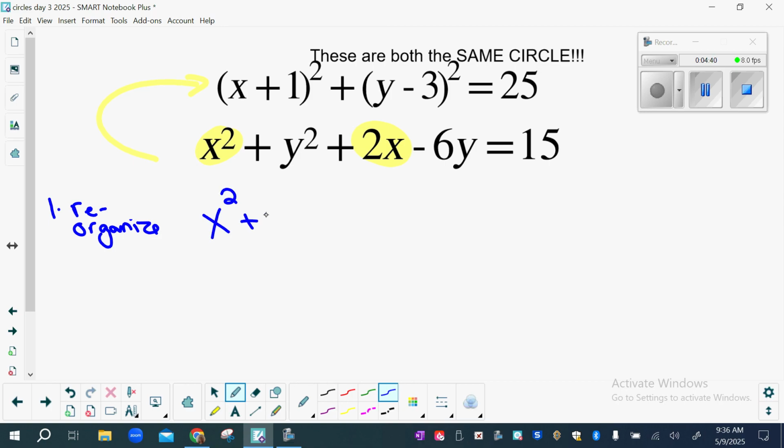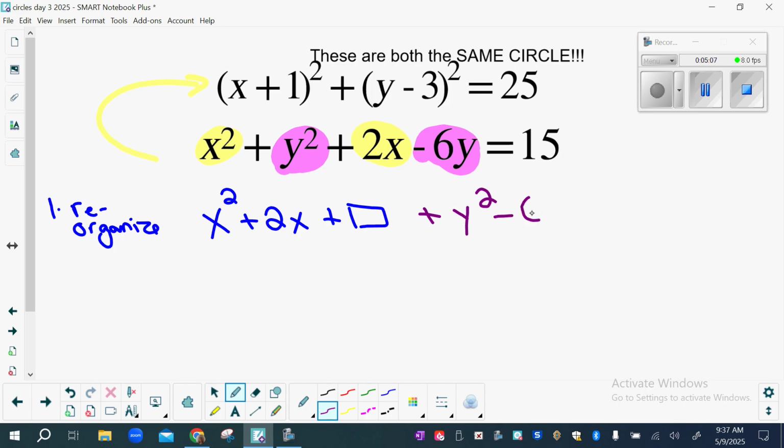X squared plus 2X. Now, I know I'm going to have to do that completing the square thing, so I'm going to throw that box on right now. I'm not going to deal with them yet. Now I'm going to do the Y guys. Let's find all the Y guys. There's a Y guy and there's a Y guy. We want them together. So I'm now going to go ahead and say plus y squared minus 6y plus box equals 15. Okay, are we good?